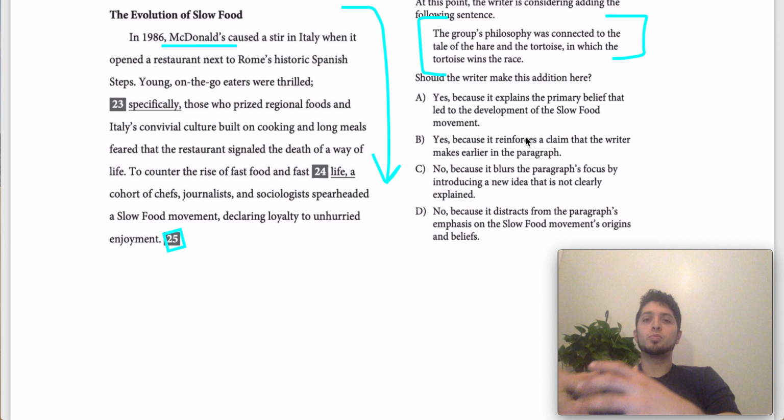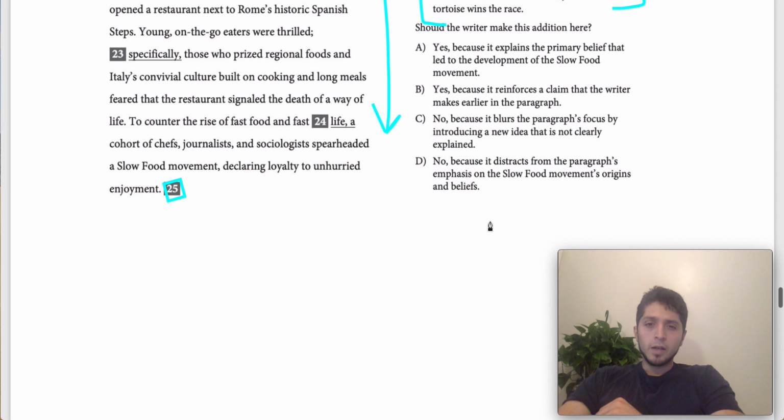It's not really fully explained or fully elaborated on. So we could say it's kind of irrelevant. It's like, why do we need to know about this group's philosophy? But more importantly, we should be skeptical of it just because of the way it's tacked on at the end of the sentence. And if we look down here, it would say D or C says no because it blurs the paragraph's focus by introducing a new idea that is not clearly explained. And that's really it. It is blurring the paragraph's focus because the new idea is not clearly explained.